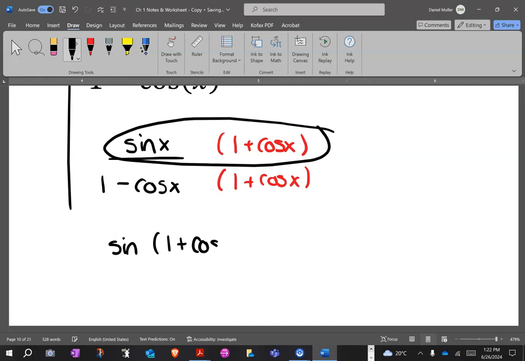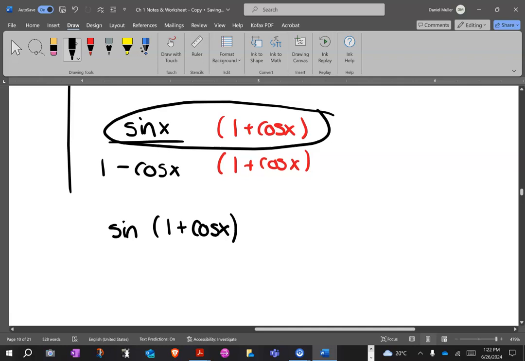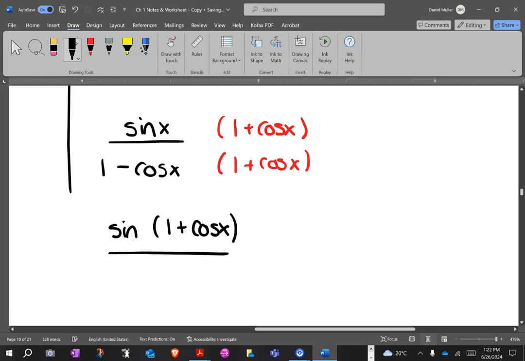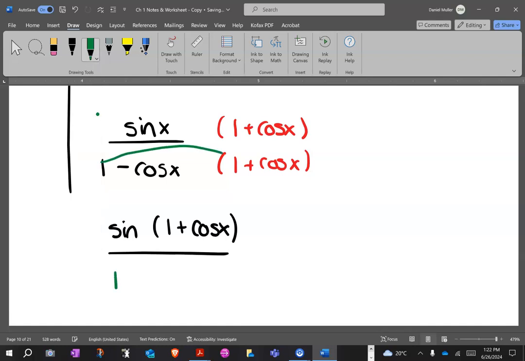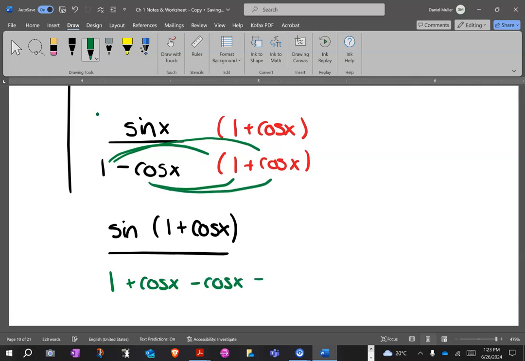I don't know if that's going to help me or stop me. I don't know. We're just going to have to see. And on the bottom, I'm hoping that you'll get really good at this where we know it's going to be a 1, that the coses will cancel out, and again, a negative cos squared, which will then turn to a sine squared with an obvious substitution. So 1 times 1, 1 times cos, and negative cos, so positive cos x, negative cos x, and then a negative cos squared.